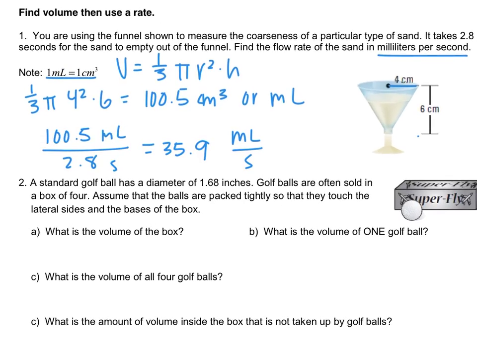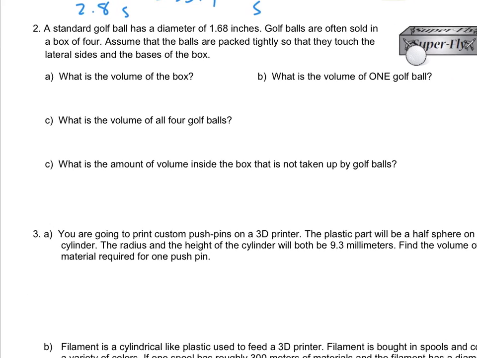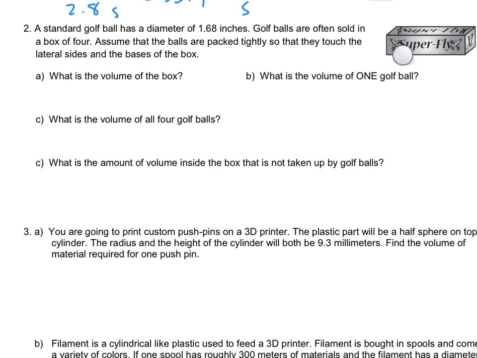Okay, so looking at some golf balls now. So a standard golf ball has a diameter of 1.68. So remember, diameter is all the way across, 1.68. Golf balls are often sold in a box of 4. Assume the balls are packed tightly enough so they touch on all sides and the bases, so that like all 4 sides of the box are touching 4 points on the sphere. So what is the volume of the box?